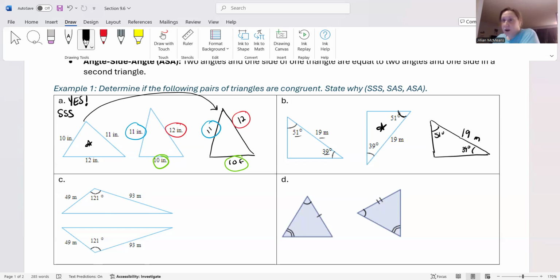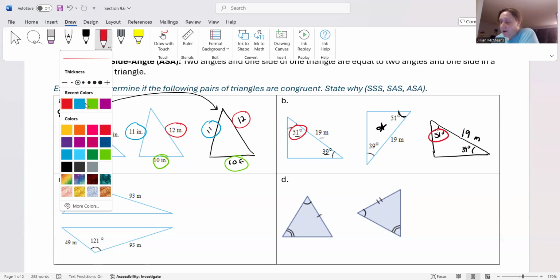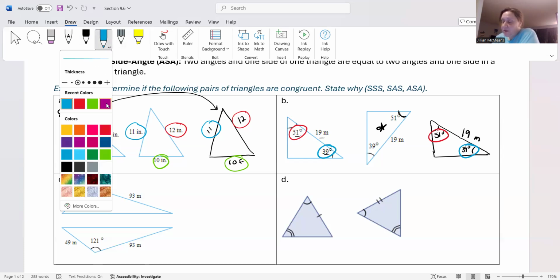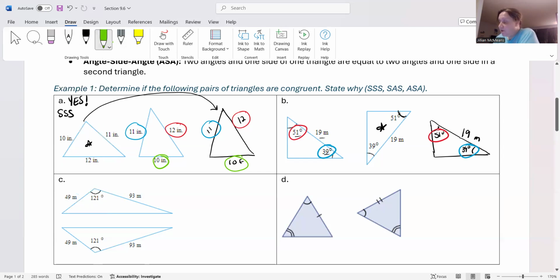So are these two triangles congruent? Well, let's check. We have 51 degrees and 51 degrees. That's nice. We have 39 degrees and 39 degrees. That's great. Okay, and they're in corresponding locations. And then we have this length between the two angles of 19 meters. Between the 51-degree angle and the 39-degree angle, we have this length of 19 meters. So all the corresponding pieces line up here. So we would say, are these two triangles congruent? Yes, they are. Why? Well, we have an angle, side, angle congruency happening here.